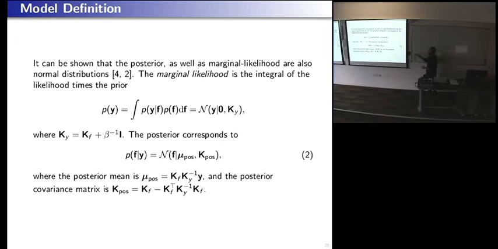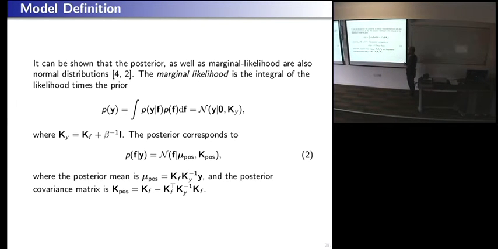The marginal likelihood is also called the evidence. It has this form. We can calculate this integral directly by using the properties of the normal distributions. So we see that the marginal likelihood has a normal distribution with zero mean and a covariance matrix KY, where KY is defined as the sum of the covariance matrix of the prior plus the covariance matrix of the likelihood.